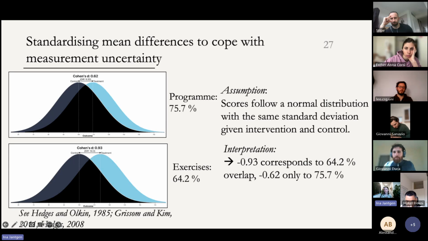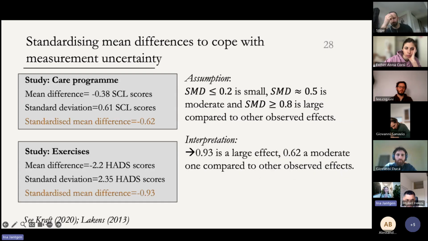Okay, so this is supposed to be also a way of conveying how effective a treatment is compared to another. The final interpretation is this one. This one is very common, namely to compare standardized mean differences with other standardized mean differences observed in the context of interest, and in particular with benchmarks. So one common set of benchmarks is that a standardized mean difference of 0.2 or smaller is a small effect, one of around 0.5 is a moderate effect, and one of above 0.8 is a large effect. And so in this interpretation, the exercise program has a large effect, the care program has a moderate effect.